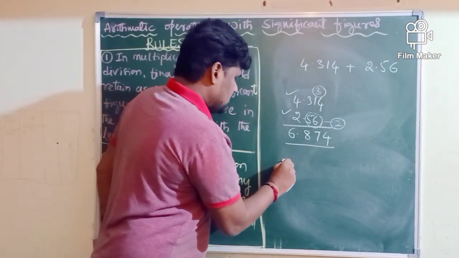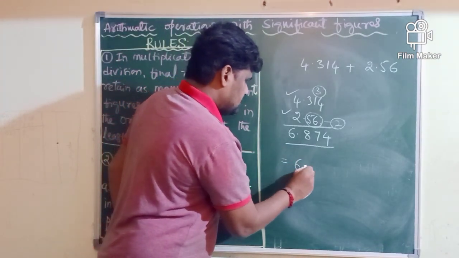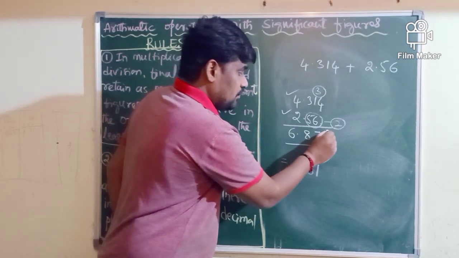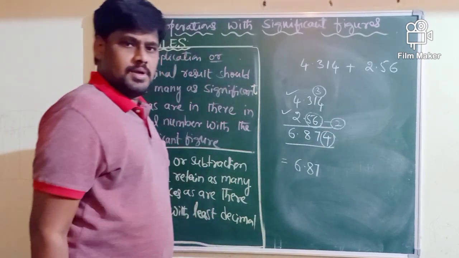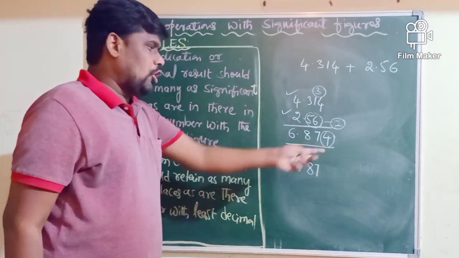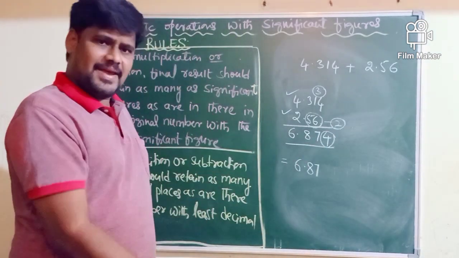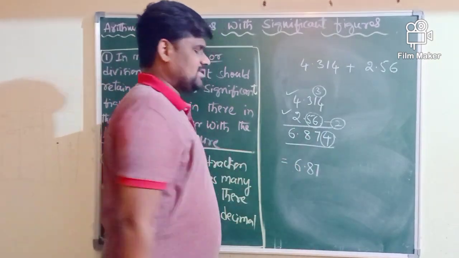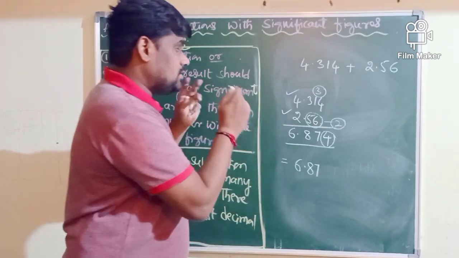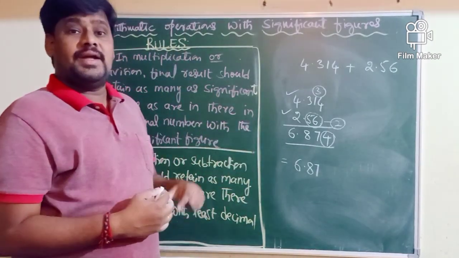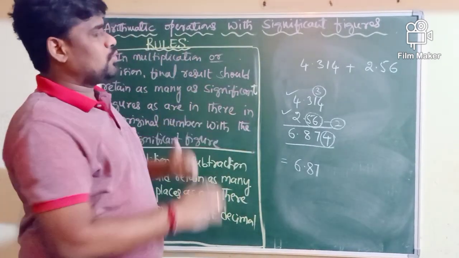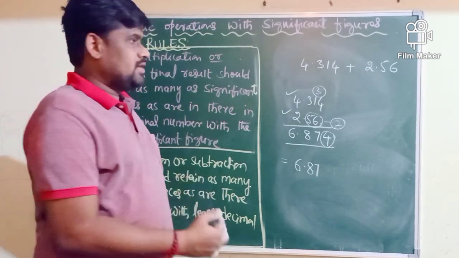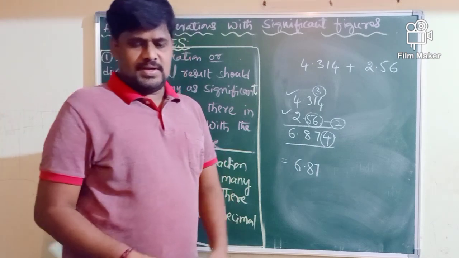That is, your answer should be 6.87. Here 4 should be dropped. The digit to be dropped is less than 5. 4 is less than 5. Therefore, the preceding digit is kept as it is. This is the rule which is used for addition, and the same rule is applied for subtraction also.